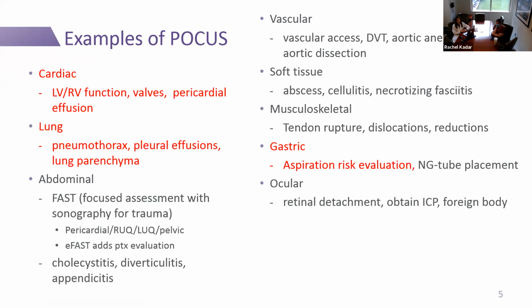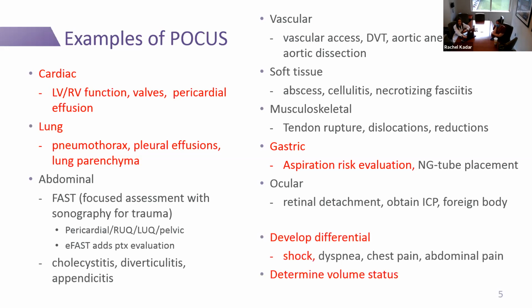For example, trauma surgeons are often using the FAST exam when their trauma patients come in to look for free fluid, often assumed to be blood in their trauma patients. I'm often using soft tissue ultrasound in the ED to differentiate an abscess from cellulitis. I've often seen neurointensivists using ocular ultrasound to evaluate elevated intracranial pressure. In addition, POCUS can be used to develop a differential. For example, if a patient's in shock, they're dyspneic, chest pain, abdominal pain, or determine fluid status. I put these other ones in red because they are other examples of ways that anesthesia is currently using ultrasound.